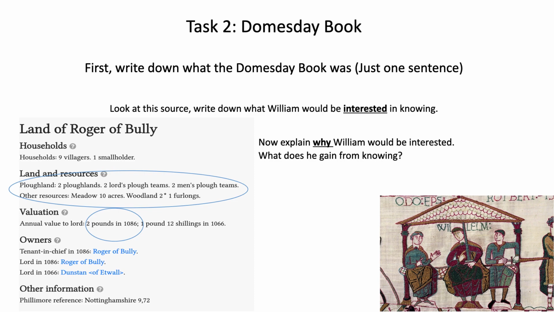And I think this is a really important thing that William would want to know because he needs land. You know, if he wants more meadow for horses or farms, he knows where it is and he can just take it from Roger of Bully. So it'd be really interesting to see some of the things that you thought of, but these are the 2 that I thought were important.